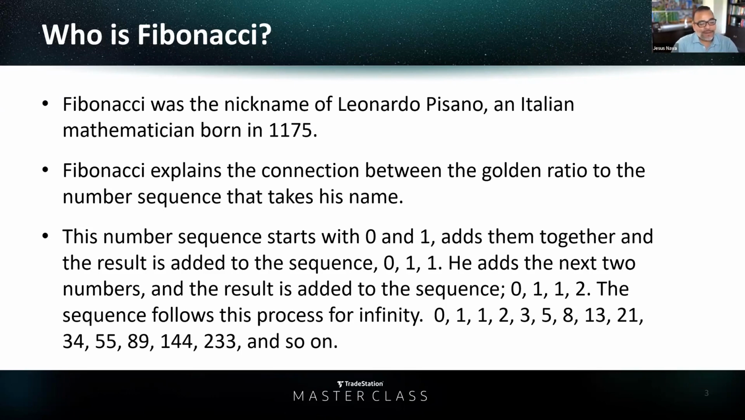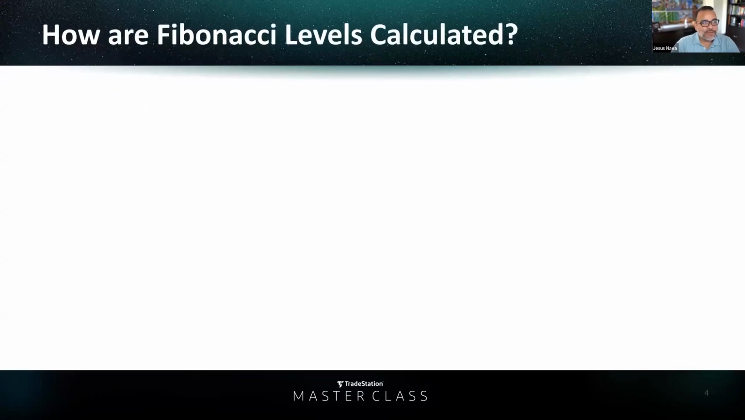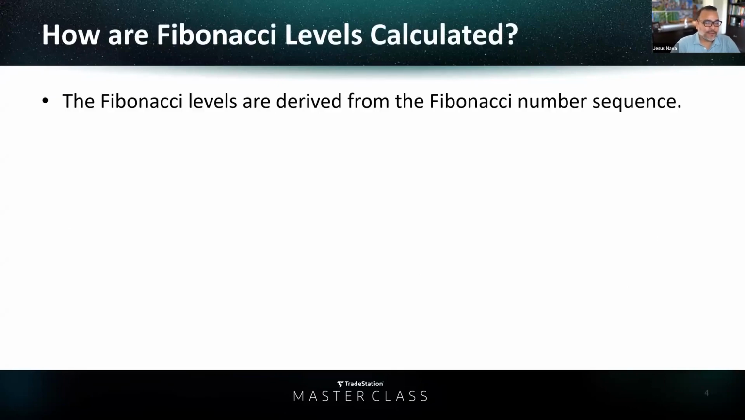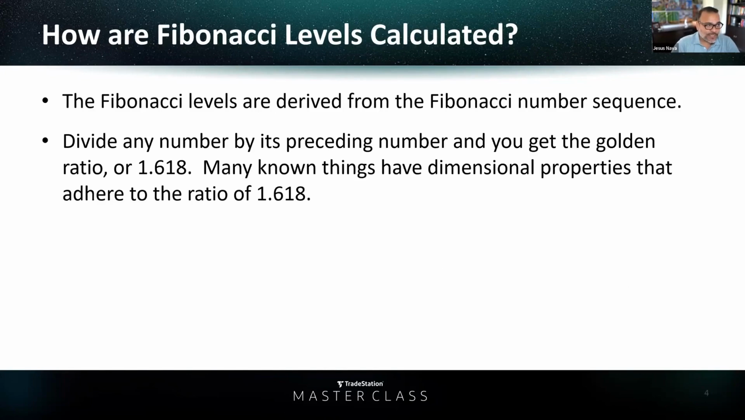But the nice thing about the number sequence is not just the sequence itself, but the relationship between those numbers. So let's talk a little bit about that. How are the Fibonacci levels calculated? The Fibonacci levels are derived from the Fibonacci number sequence. And what we do is we divide any number by its preceding number, and you get the golden ratio, or this mathematical number, which is 1.618.